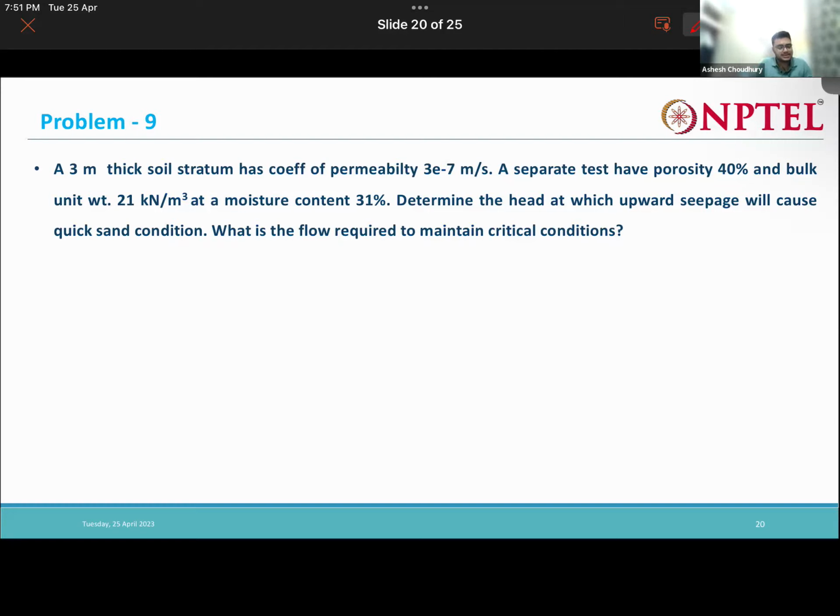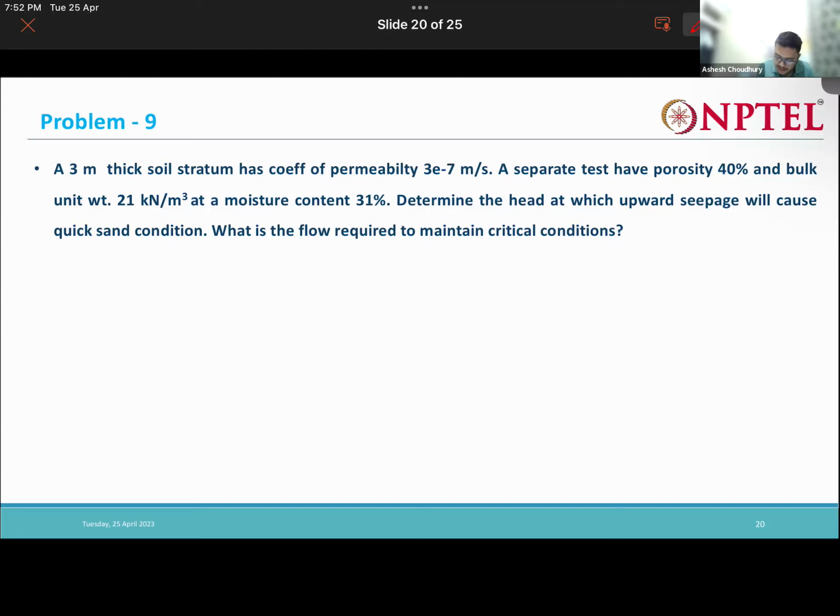So a 3 meters thick soil stratum is there and the coefficient of permeability is given. So we have a porosity also given and bulk unit weight is also given. The moisture content of the soil is given. So from this we can actually find out the void ratio. Determine the head at which upward seepage will cause quicksand condition.